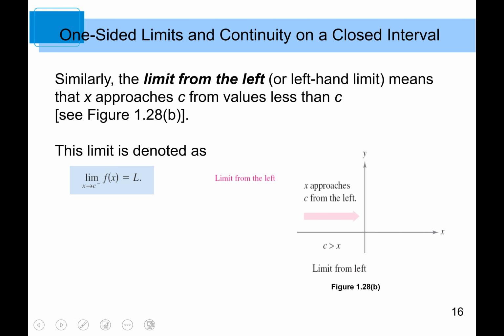The limit from left, as we mentioned before, is the limit when x approaches c from the left hand side, c minus, for function f of x equals L. So going from the left hand side. Okay, so this is the limit from the left hand side. C minus means left side of c.